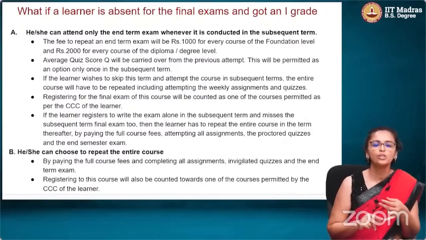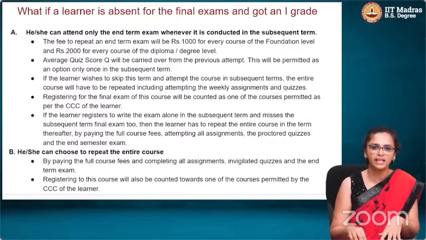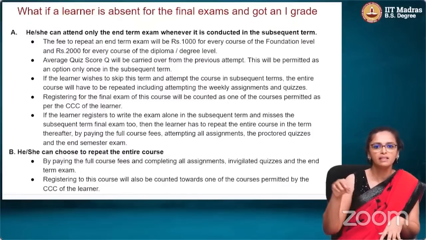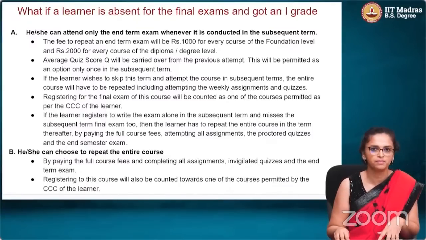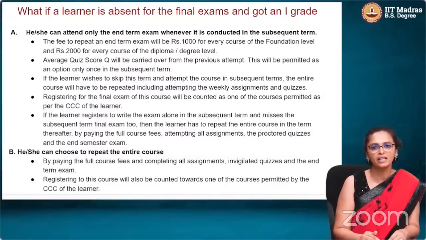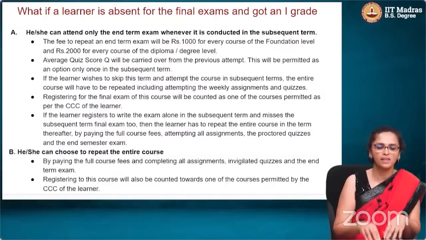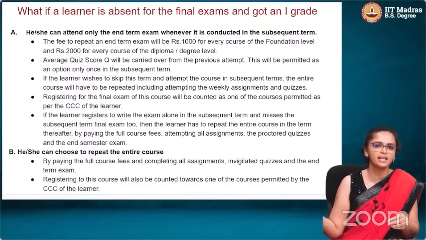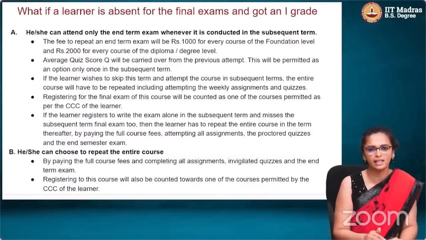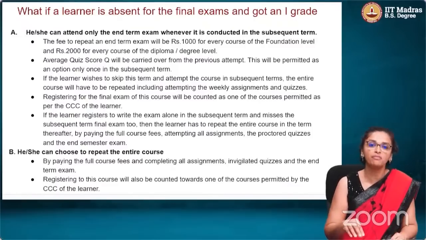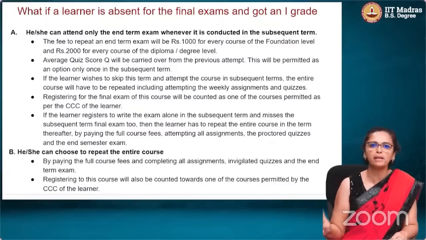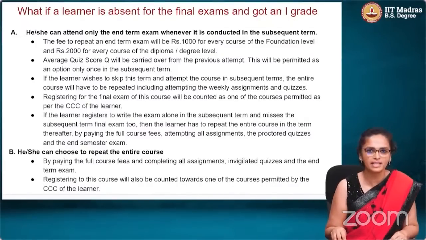In this case, you can choose to write the final exam alone in the next immediate term. So this writing the final exam to get a grade is available only in the next immediate term. If you got an I grade in January, only in the May term you can get this choice of writing the final exam alone. If you miss that and do not register, in the September term thereafter you will have to repeat the entire course. You do not get the option of writing the final exam alone.